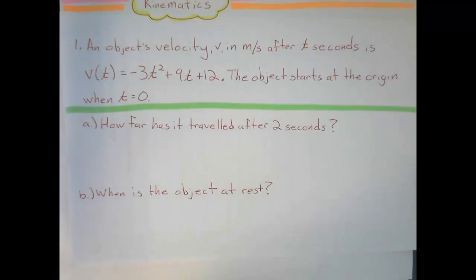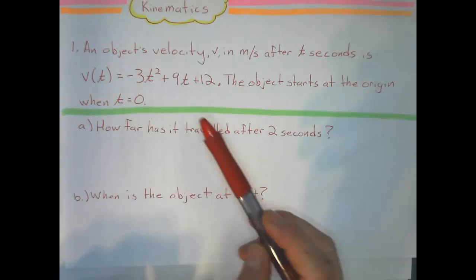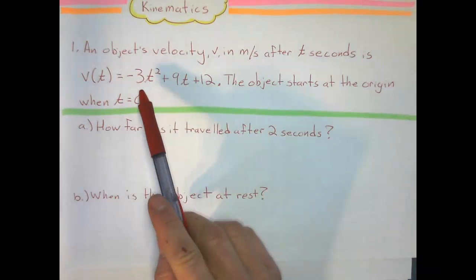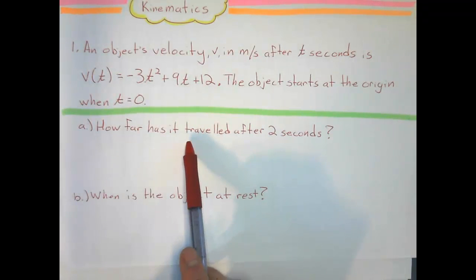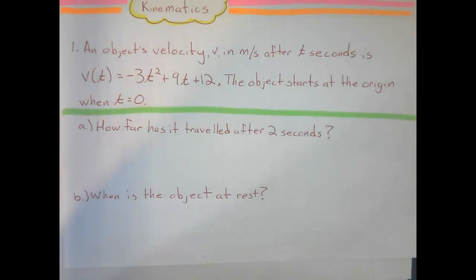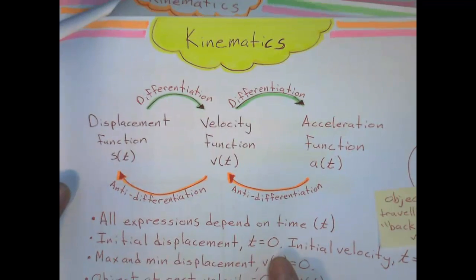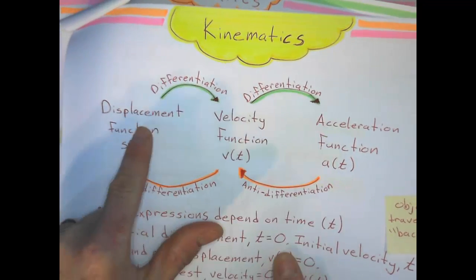Right, so we're going to do some more kinematics examples here. In this example, I'm giving you the velocity function, and what I'm asking you for is how far it has traveled. That means I want the displacement. So remember, like I said the other time, you've got to remember what's going on with this. If I'm giving you the velocity and I'm asking you how far, that means displacement.